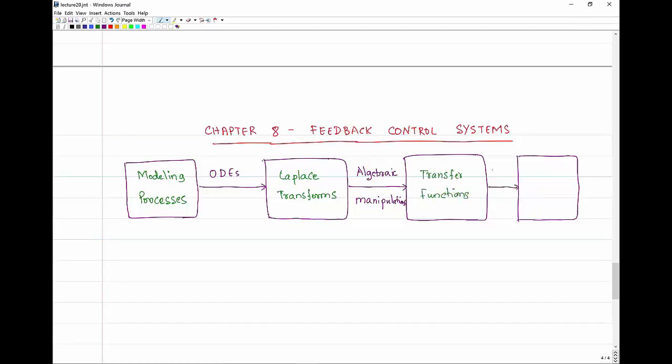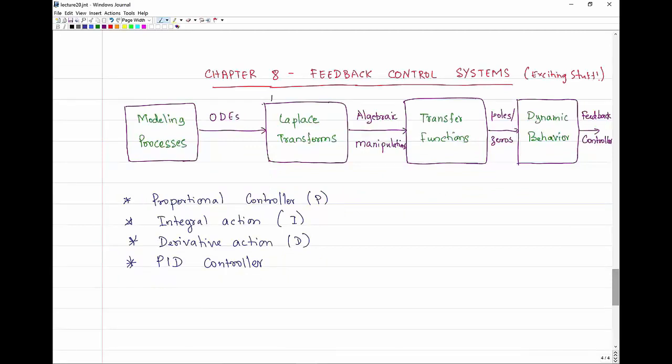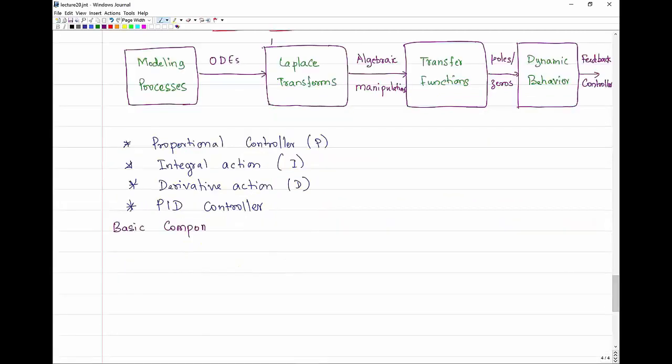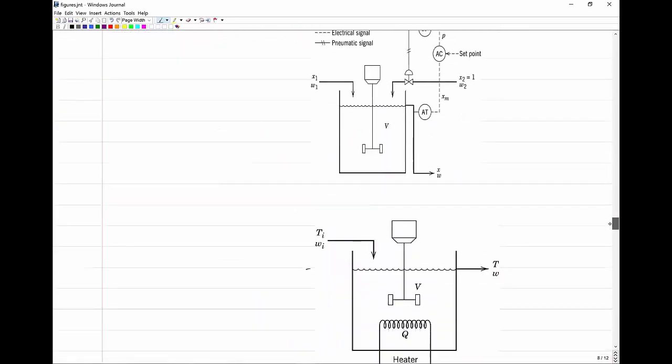We've then used poles and zeros of transfer functions to describe the dynamic behavior of these transfer functions. So now we know how different types of processes behave. And that understanding is what we're going to use to design feedback controllers. In particular, in Chapter 8, we're going to look at proportional, integral, and derivative controllers. Eventually, we're going to put these three controllers together to develop a new controller called a PID controller. The PID controller incorporates the advantages of the three controllers, P, I, and D controllers.